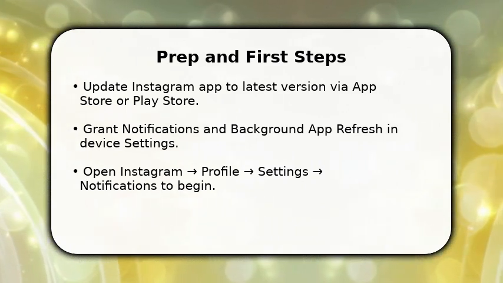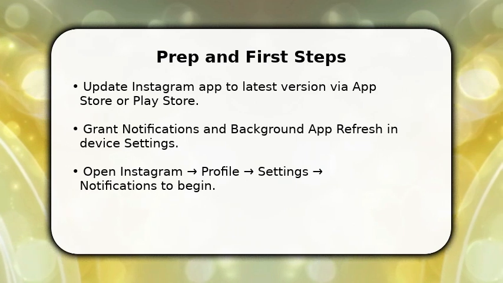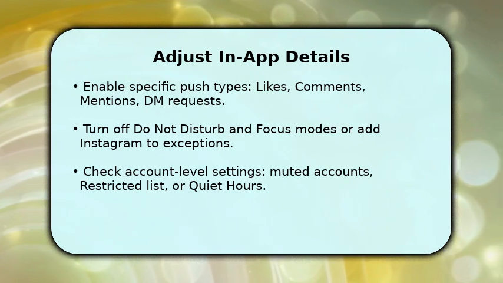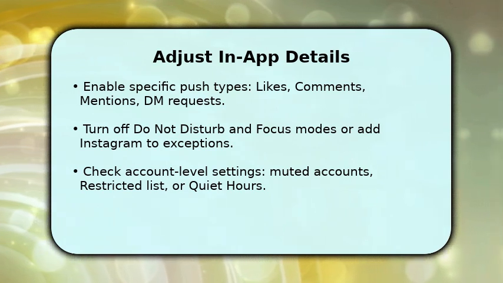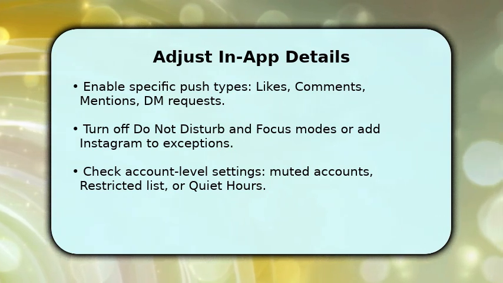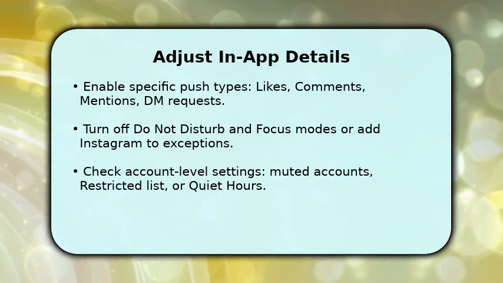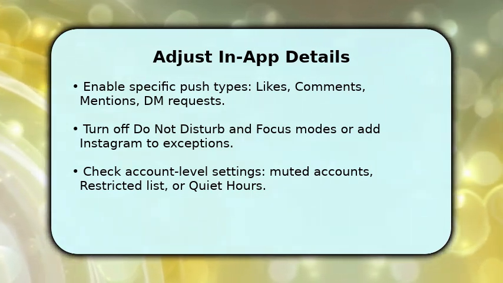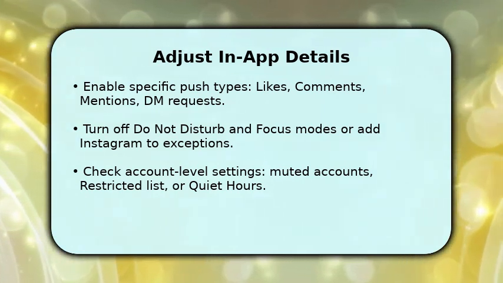Next, fine-tune what triggers alerts so you don't miss what matters. In notifications, pick specific push types like mentions, comments, and messages. Toggles are separate for live and stories. Make sure your phone's Do Not Disturb or Focus mode isn't silencing Instagram. Add Instagram as an allowed app or disable DND during active hours. Also inspect muted accounts, restricted lists, and quiet hours inside Instagram, because those silence notifications for particular people or time windows.